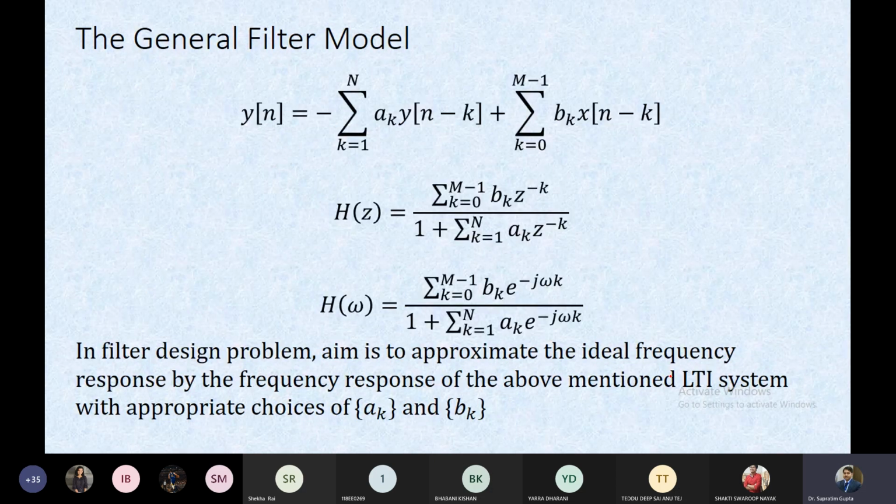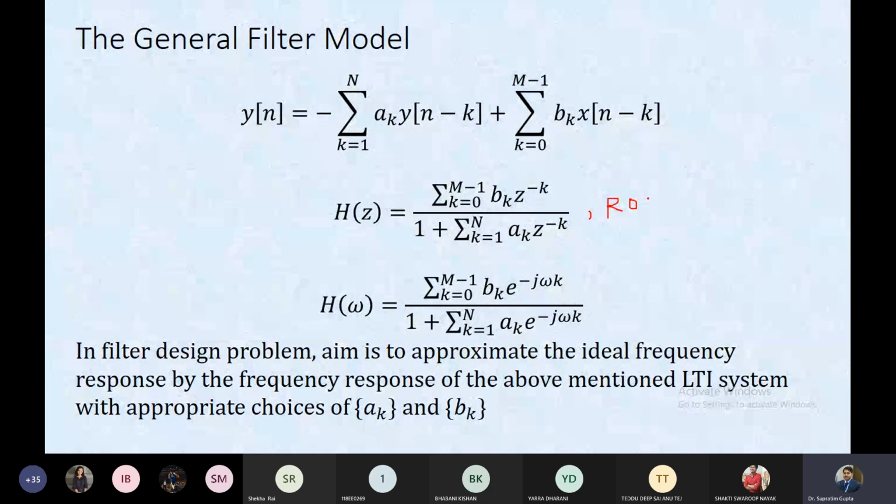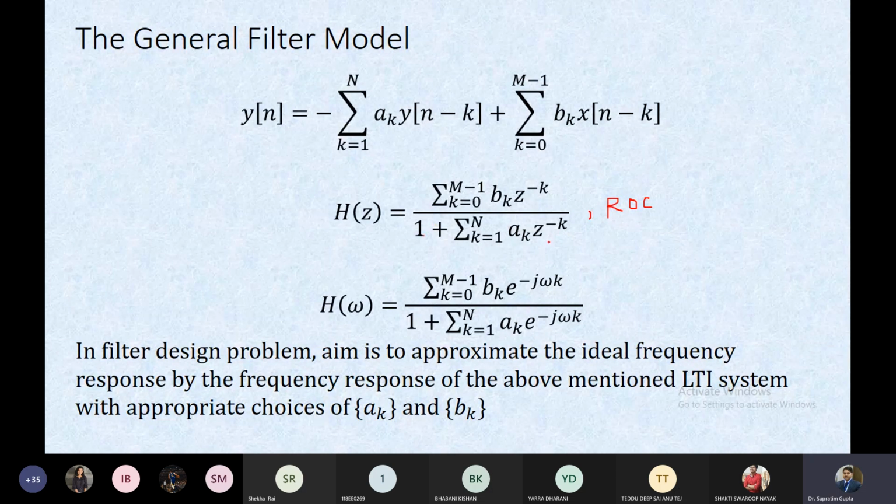So now the general filter is of this model. That means we have included some past values of outputs also, and then we can have the H(z), which is a z-transform of that, and hopefully you all know what a z-transform is, and you also know that while you are speaking about any z-transform, you need to specify the ROC of this. Okay, and the ROC would be for which this denominator term is not equal to 0.